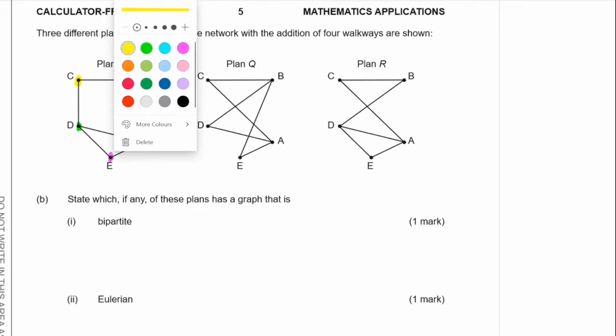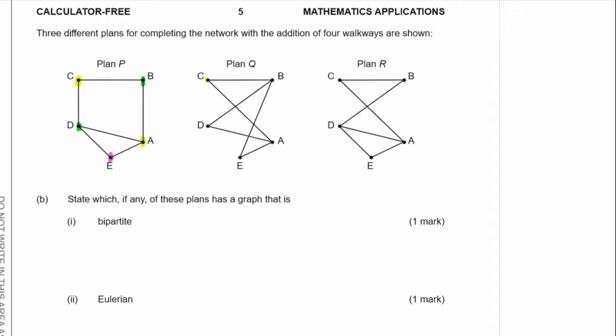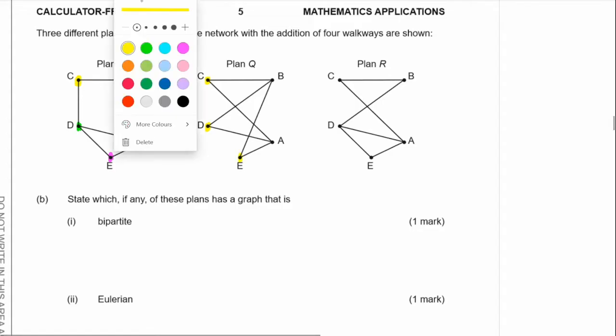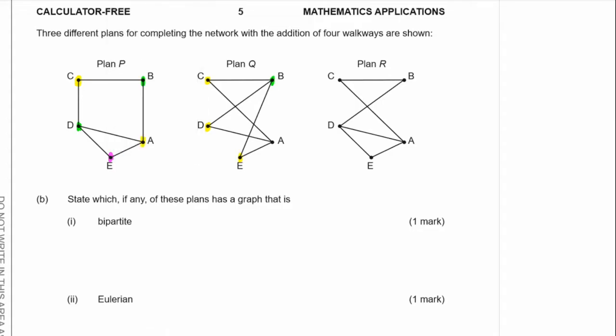We'll do the same process for plan Q. So that one, so B can't be yellow. D can be yellow and E can be yellow, and you'll see that E will be green and A will be green because we can't have 2 connected that are the same color. So plan Q is bipartite.